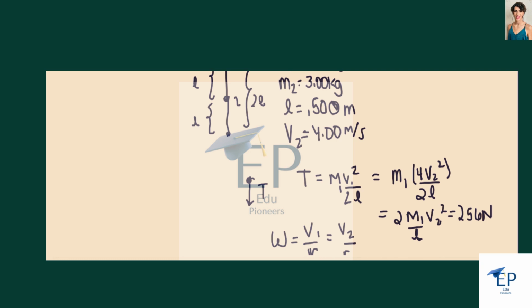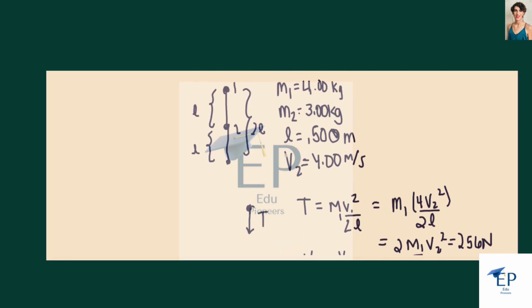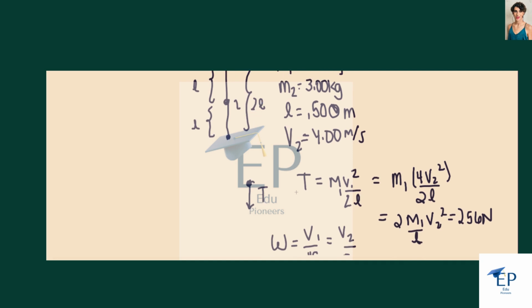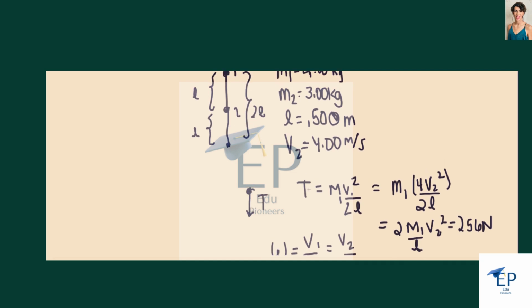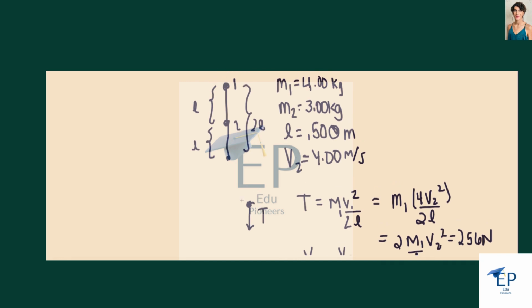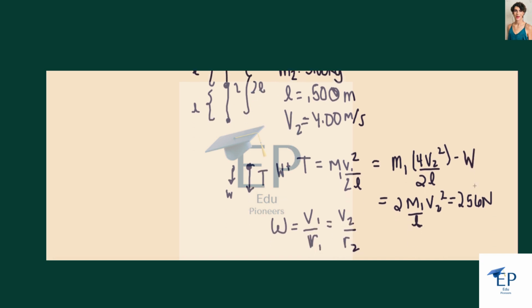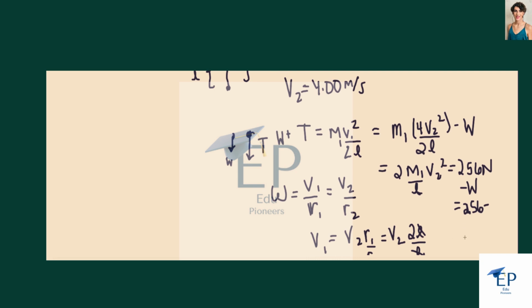Oh, I see what happened. It did actually say vertical, so I need to modify this equation. So you don't just have the tension down, you also have the weight down. So you have tension plus weight is equal to this. So tension is this minus weight. That's actually a pretty easy modification. So it's going to be 256 minus M1G.